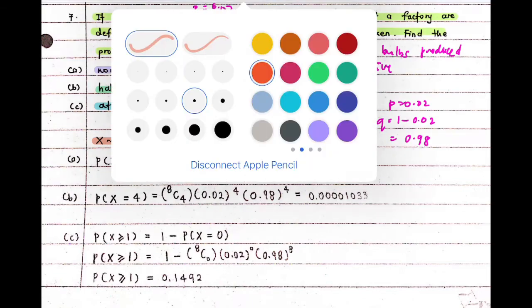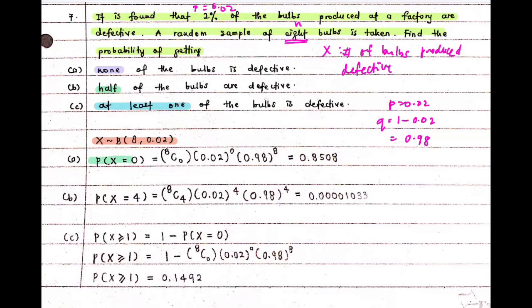None of the bulbs is defective, meaning that you are looking for P(X = 0). Just open up the formula. nCr, so 8C0, p to the power of r, 0.02 to the power of 0, q, 0.98 to the power of n minus r, so 0.98 to the power of 8. Just use the calculator. Your answer is 0.8508.